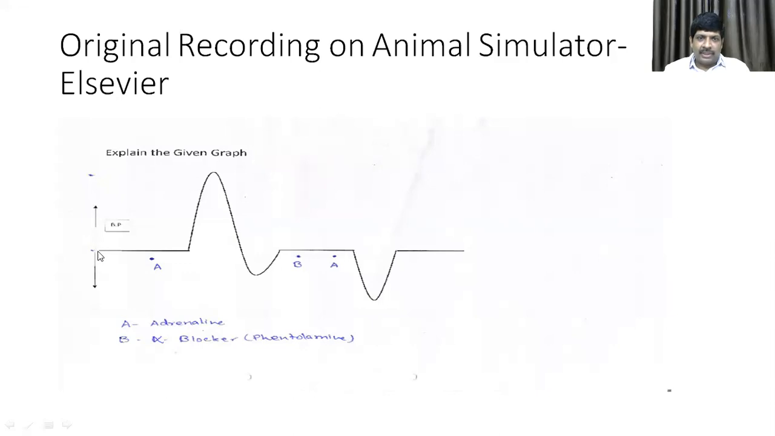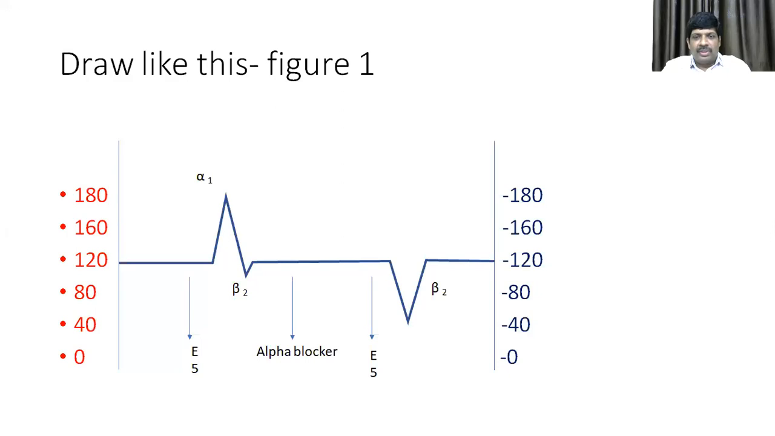I told you once again, I will show you. You give adrenaline here, you will see increase in blood pressure due to alpha 1, beta 1, and then at lower doses, you will see the decrease in blood pressure, that is because of beta 2 receptor vasodilation. Then you give alpha blocker here, and then again you give adrenaline here, you will see there is no increase in blood pressure. On the contrary, you will see a decrease in blood pressure because alpha is already blocked. So only beta 2 mediated vasodilation you can see, leading to decrease in blood pressure. So you have to draw like this.